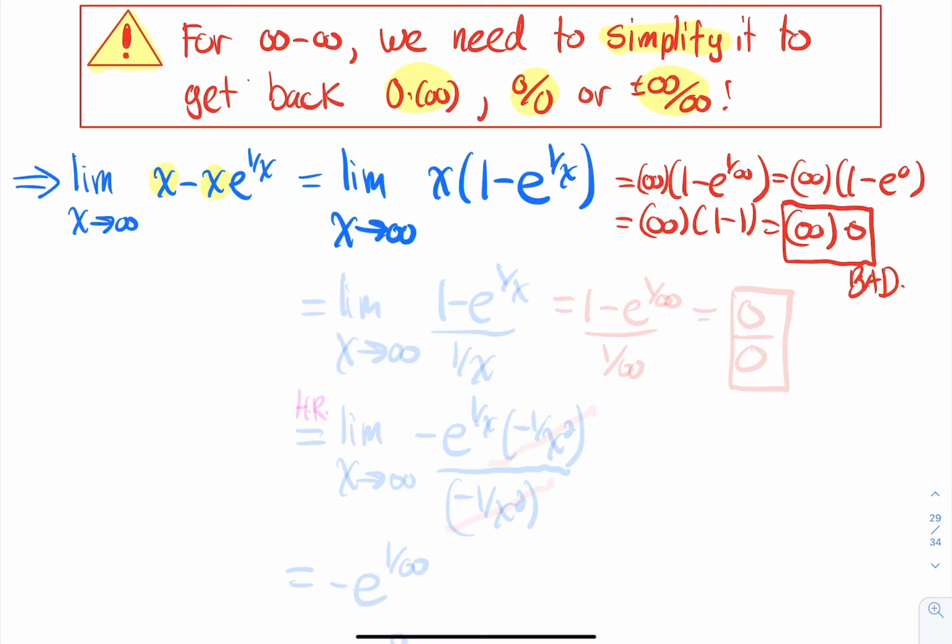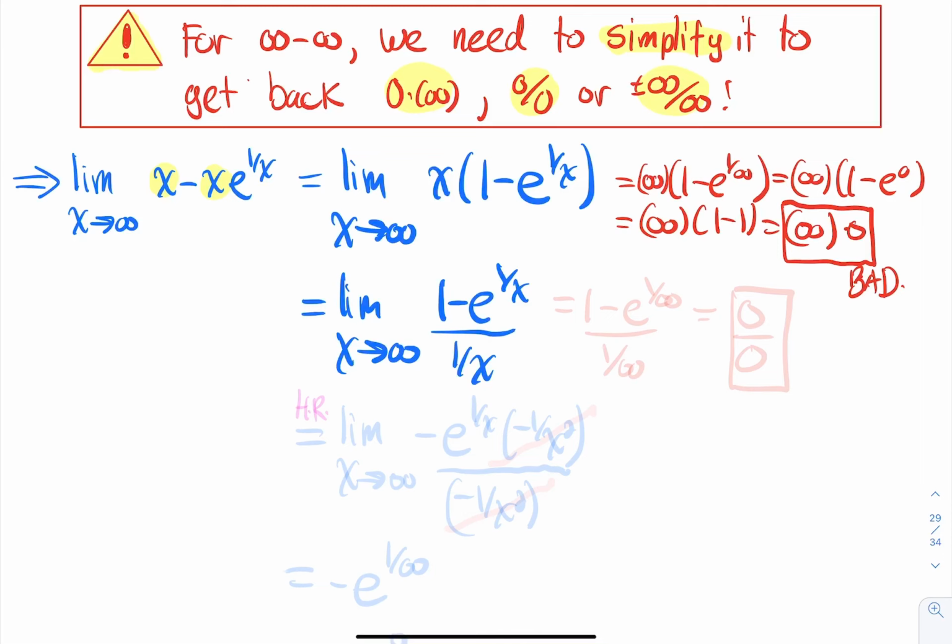But bad product, what do we do? We flip one of the two terms. So between x and 1 minus e to the 1 over x, where it's two terms algebraically, the easiest one to bring downstairs is actually the x. So you bring your x downstairs at the denominator. So you get 1 minus e to the power 1 over x over 1 over x.